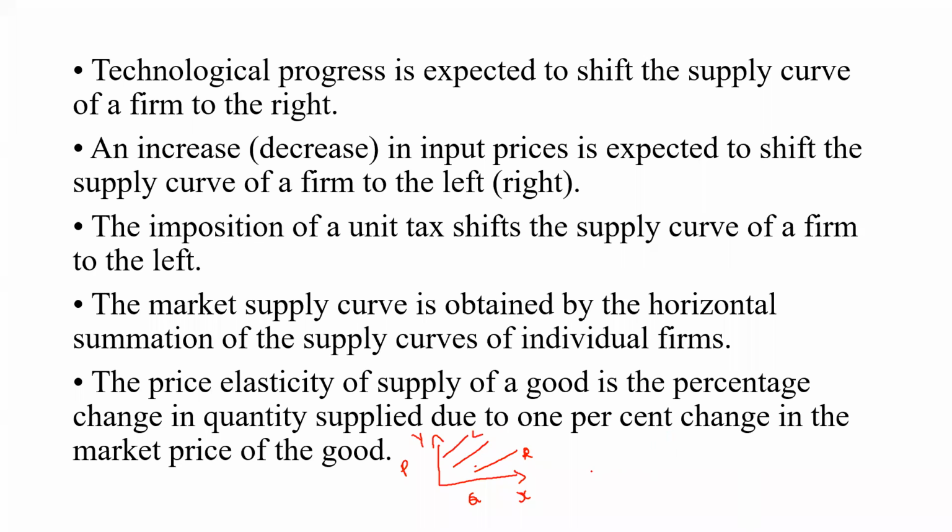Now, when it comes to technological progress, it is expected to shift the supply curve of a firm to the right. So if this is the x and this is the y, and this is the original supply curve, then our supply curve will move towards our right side. So this will be our new supply curve.